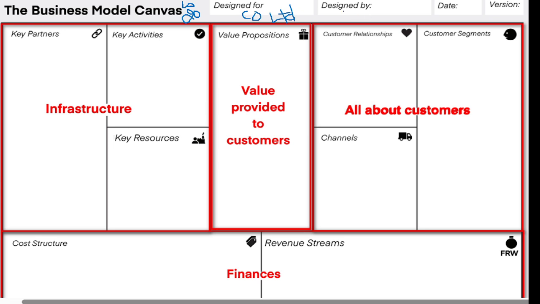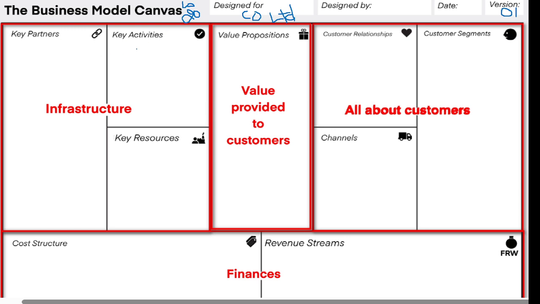Designed by: if it is designed, for example, by Bisford, you write there the name of the designer, then the date, the day, month, and year on which this canvas is prepared. The version: if it is for the first time, you put version 1. It can be version 2, 3, up to the number that you want.